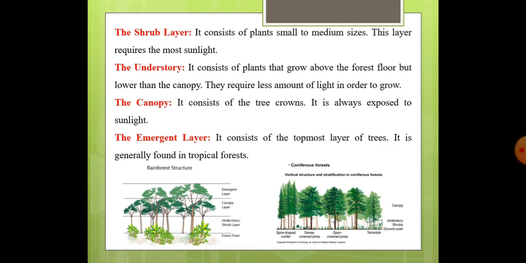Then comes the emergent layer. It consists of the topmost layer of trees. It is generally found in tropical forests. In a tropical forest, we can see all these layers. The emergent layer is the top layer. Emergent means coming out. So the trees which have very good height come under this emergent layer. Under this emergent layer comes the canopy layer, and under the canopy layer come the understory, the shrub layer, the herb layer, and the ground.